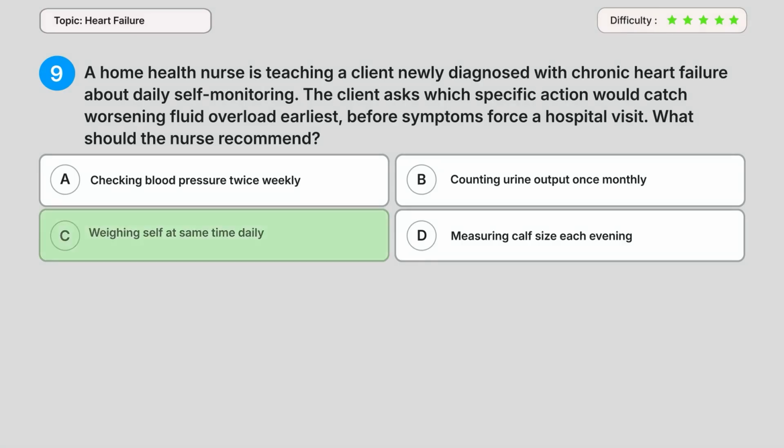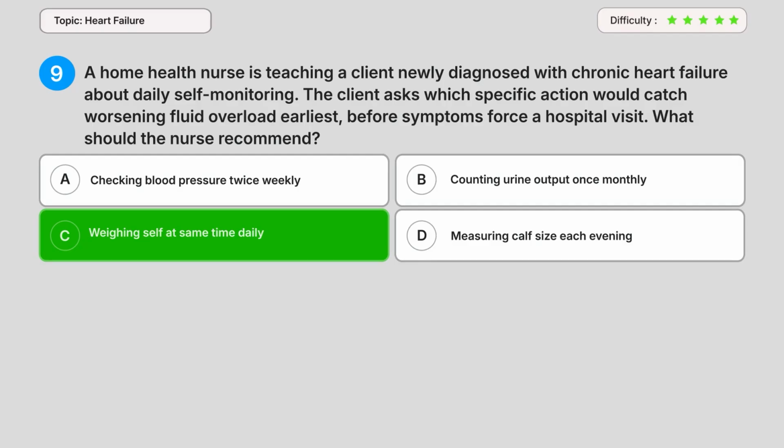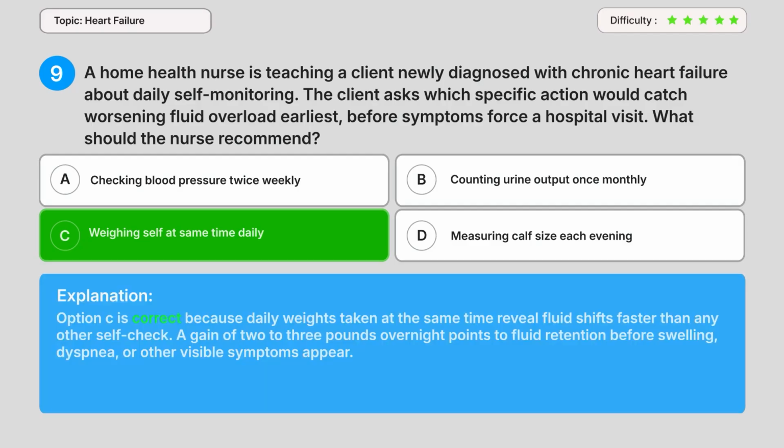Correct answer: C. Weighing self at same time daily. Explanation. Option C is correct because daily weights taken at the same time reveal fluid shifts faster than any other self-check. A gain of 2 to 3 pounds overnight points to fluid retention before swelling, dyspnea, or other visible symptoms appear.